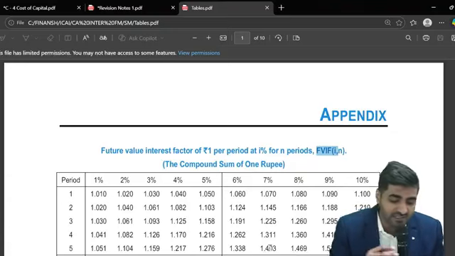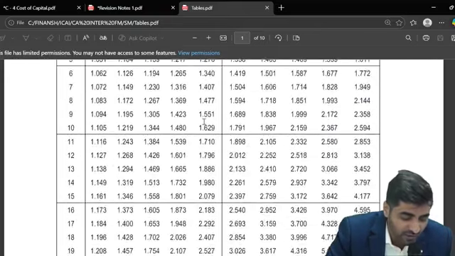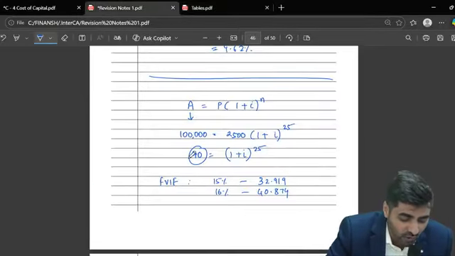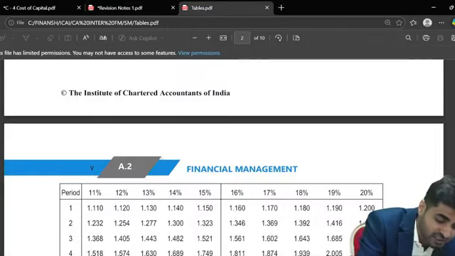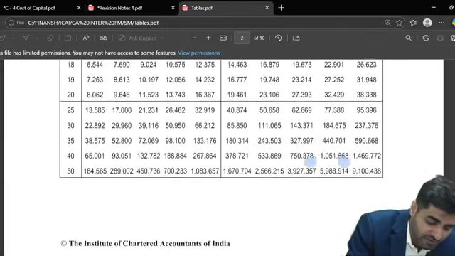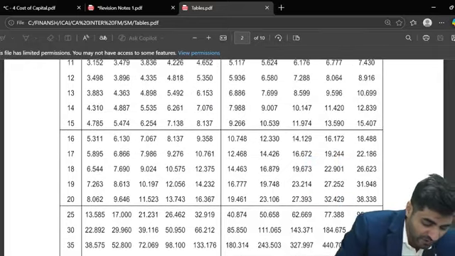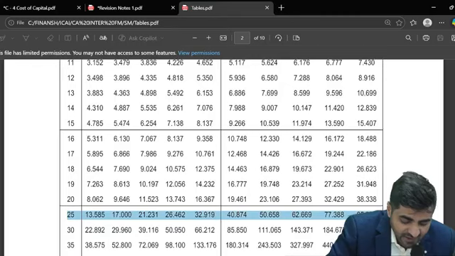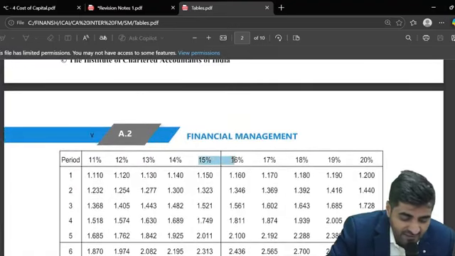Now see this FVIF. First of all, what is your life? Your life is 25. Now see, you want 40. To get 40, just check in the table where this 40 is coming. For 25 years, first of all, I need to check this row, the life. So 40 is coming in this particular row, between 32.919 and 40.874. Do you have the rates here, which are 15 and 16%?